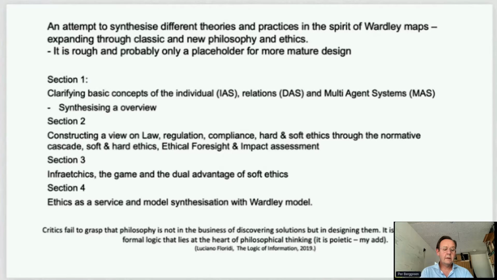In section 3 we'll have a look at another concept from Floridi called infraethics, and how that fits into what in Wortley maps is known as the game, but also the dual advantage of thinking along the lines of soft ethics. And finally, we'll try and see if we can put it all together in a rather busy model, you might say. Also including the basics of the Wortley maps from Sun Tzu and from Boyd, the OODA loop also.